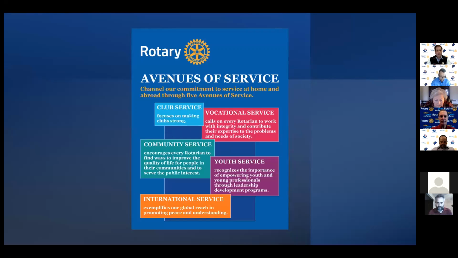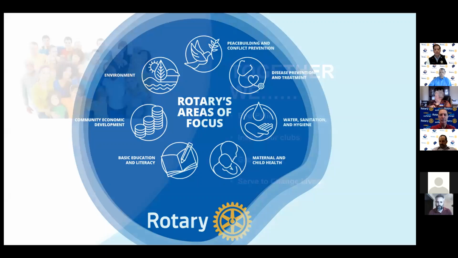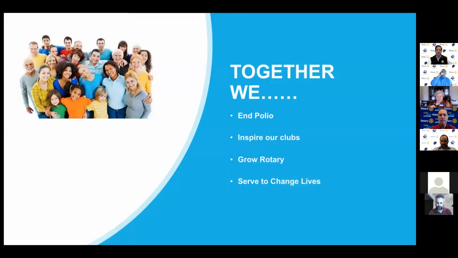Now, as a leader of your club, the clubs will participate in the various activities within the avenues of service. And we want these avenues of service to work in concert with the areas of focus. These are the 7 areas of focus that you'll hear more about from a speaker later today. And so you'll learn more during the session with DGE Bob. Back to that desert island, we're not alone. Together, we end polio. Together, we inspire clubs. Together, we grow Rotary. And together, we serve to change lives.